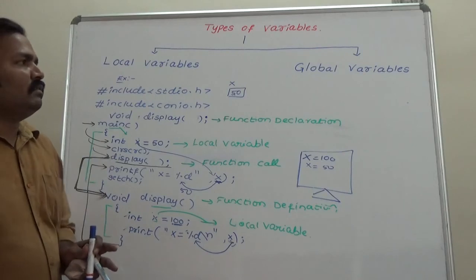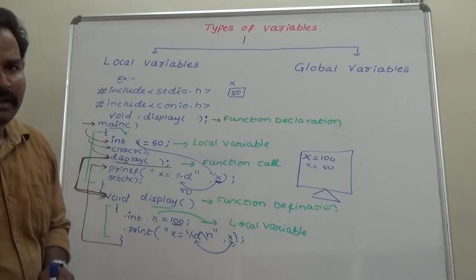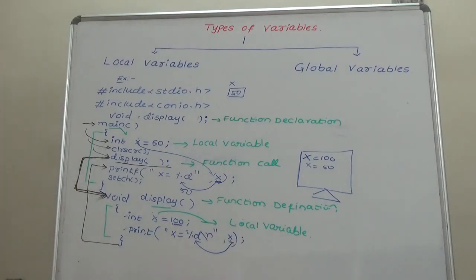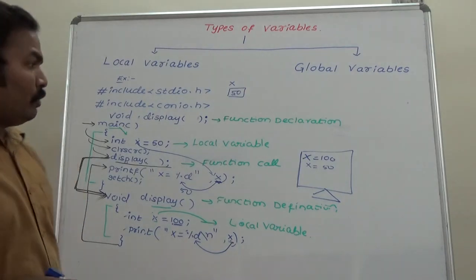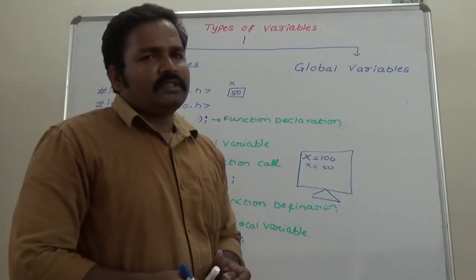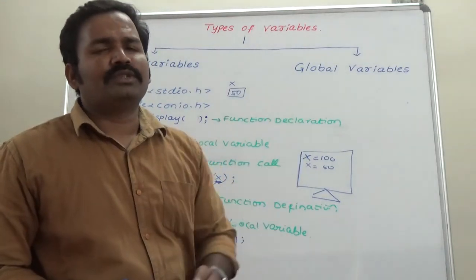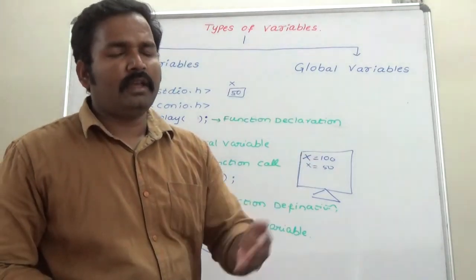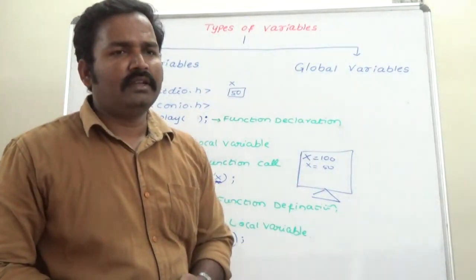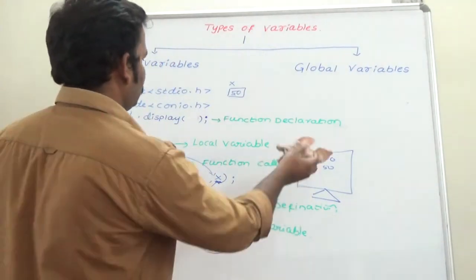Next, we will move to global variables. Okay. Right. So global variables are the variables which are declared outside the function or above the main function. Okay. Right. We'll see one program.